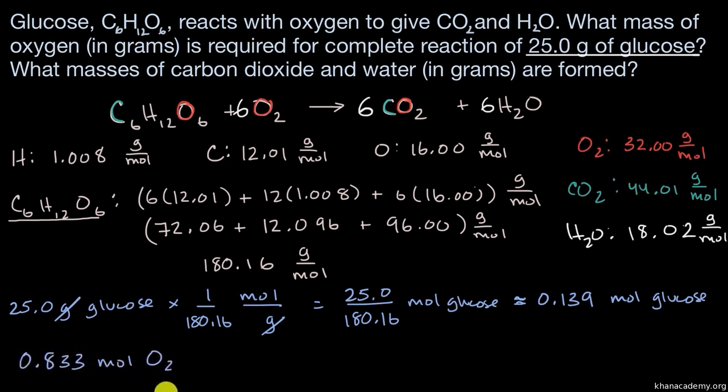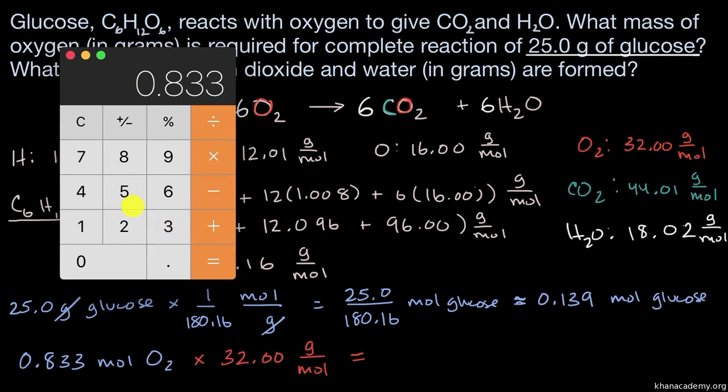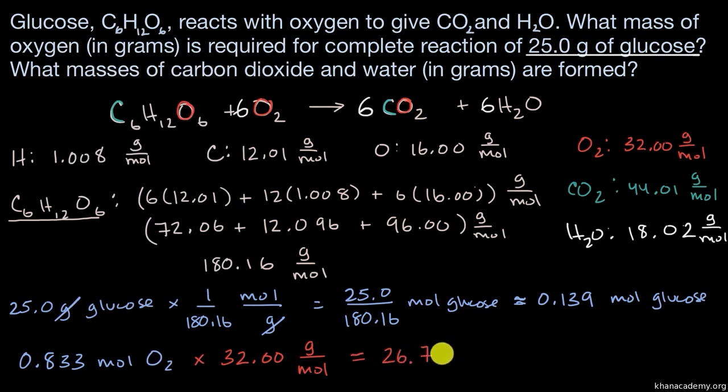And then I just multiply that times the molar mass of molecular oxygen. So times 32.00 grams per mole of molecular oxygen. 0.833 times 32 is equal to that. If you go 3 significant figures, it's 26.7. 26.7 grams of molecular oxygen. And so we've answered the first part of the question. What mass of oxygen is required for complete reaction? So that's this right over here.